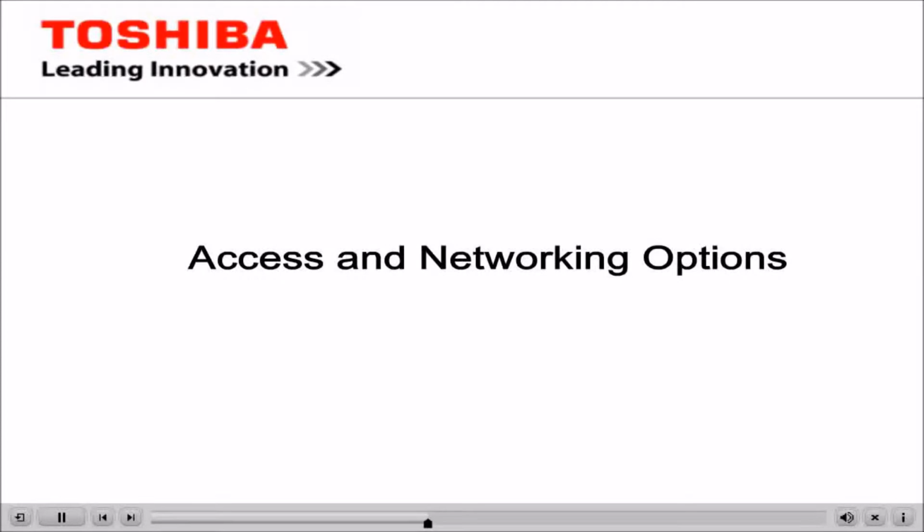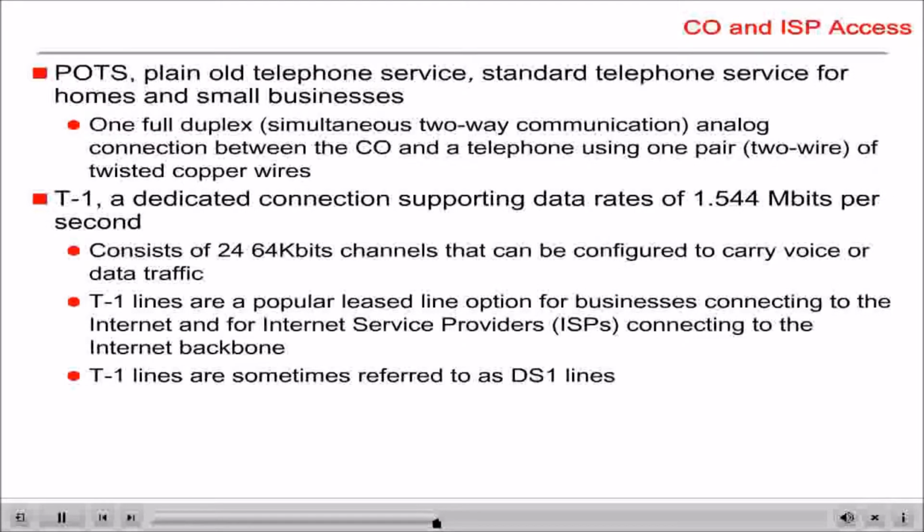In this section, we'll clarify the different ways our customers can connect their office communication equipment to the networks we previously described. POTS, short for plain old telephone service, refers to the standard telephone service that most homes and small businesses use. POTS is generally restricted to about 50K bps, which is 52,000 bits per second. A POTS line is one full duplex analog communication. This means simultaneous two-way communication, and it runs between the central office, or CO, and one telephone set, and it uses one pair of twisted copper wires.